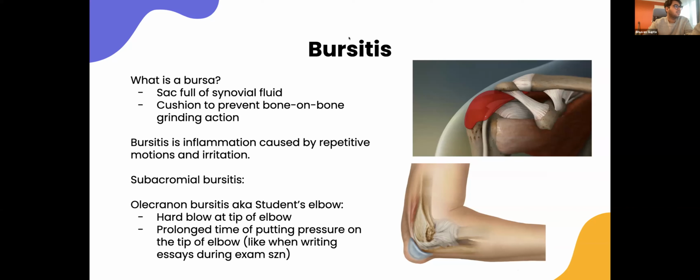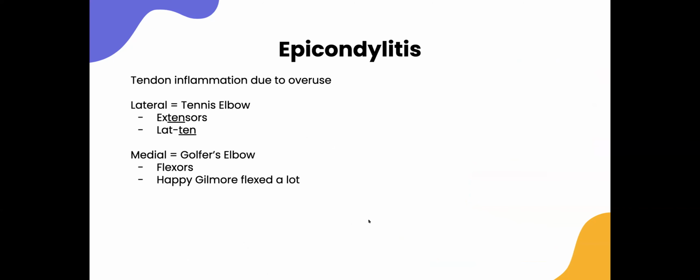The two main bursas to know are the subacromial bursa as well as the olecranon bursa, and they can both have bursitis. Of note is olecranon bursitis, which is student's elbow. That's basically when you have either a hard blow at the tip of your elbow where that bursa is, or prolonged pressure. We call it student's elbow because that pressure is very similar to what you see when you're writing essays for exams, because your elbow tip is taking all that weight and all that effort. A lot more important elbows to know: the tennis elbow and the golfer's elbow.